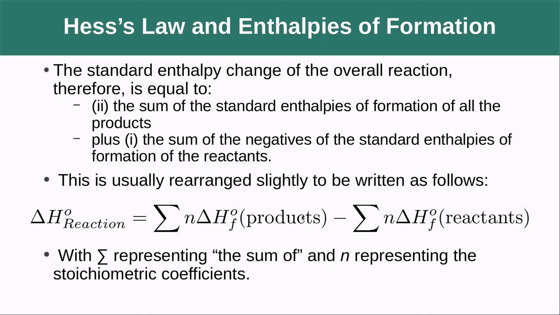That's going to be one value. We're going to do the exact same thing for the reactants. We're going to sum them all together. That's going to be another value. Then we're going to take the product value that we got and subtract out the reactants value that we got.